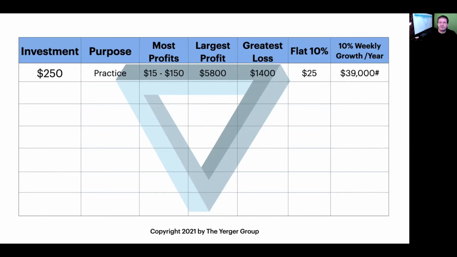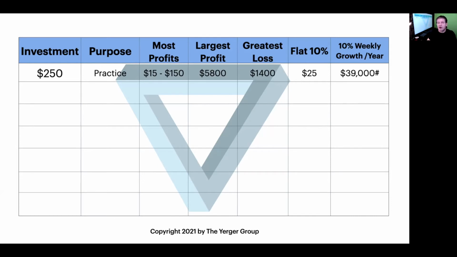My first account, and the one that I'm actually working off of right now, was for practice. I did not use, and there's a previous video where we talked about not having a demo account, my personal preference. I just put $250 that you see there into an account, and I worked off of that. Most of my profits were between $15 and $150 for most of the time. Once the account balance grew, then it started getting into the $200, $300, $400, and $500 range for each of the individual frequent profits from a trade.